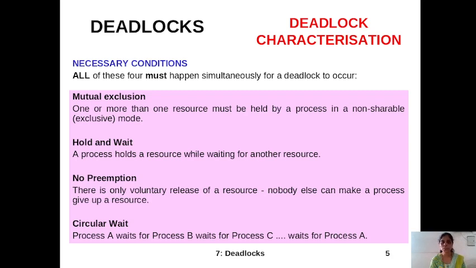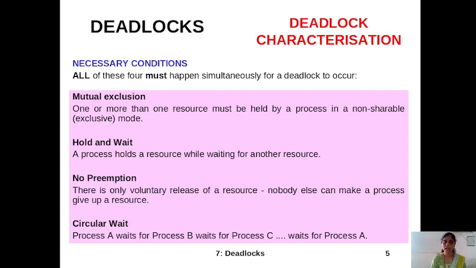The first condition is mutual exclusion. Here, one or more than one resource must be held by a process in a non-shareable, exclusive mode. When the resources are shareable, when multiple processes use different resources and limited resources are available, then there has to be mutual exclusion. Second is hold and wait.